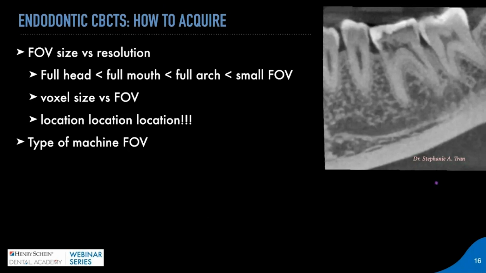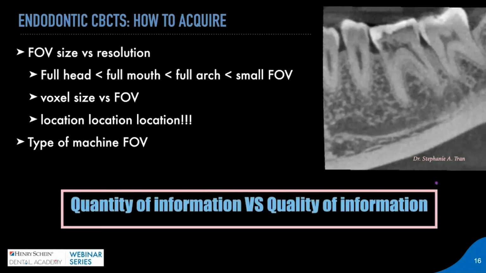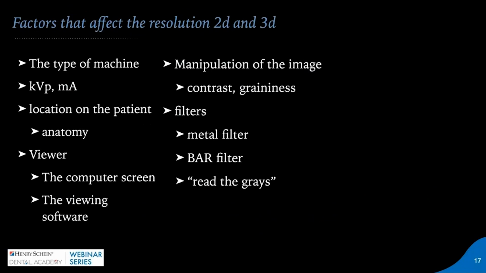So we definitely want to take a smaller field of view and use the smaller voxel sizes as much as possible, but that's going to be something you need to check with your machine. Basically, we want to take the highest quality of information rather than a higher quantity of information. A larger field of view has a lot more information.